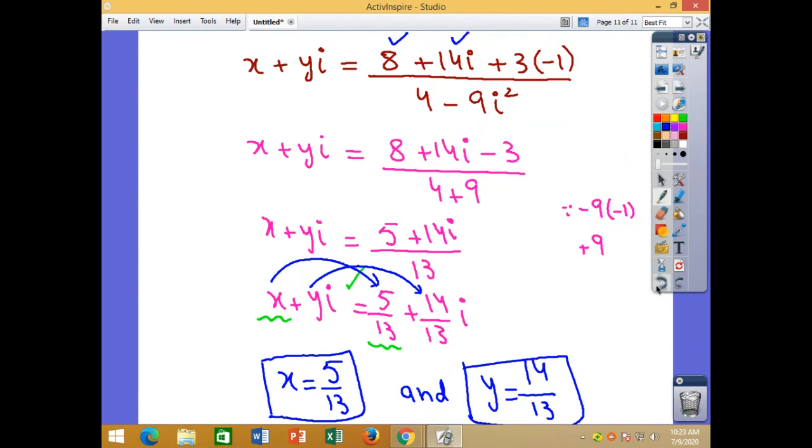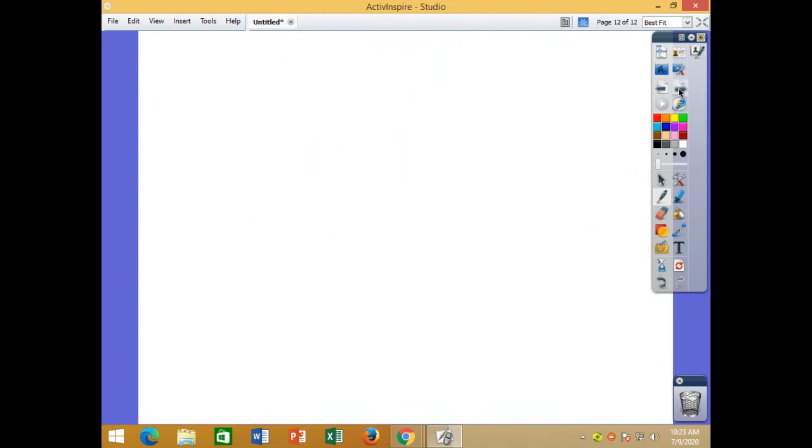Now we move on to the next part. The next part is part number 3 of question number 7, the last part of the day, the last part of the exercise, the last part of chapter number 2, x plus y iota.